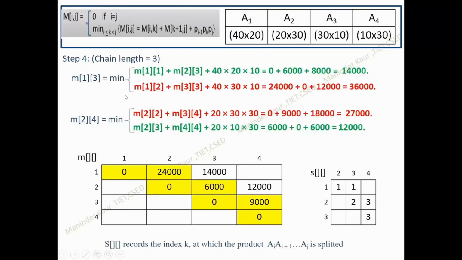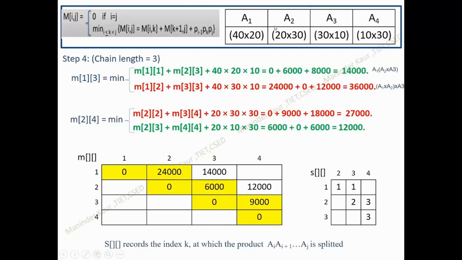Now chain length 3 is the next step. Chain length 3 means we will be using three matrices in a sequence, taking a group of three. What are the possible combinations? For the first case, it is A1, A2, A3. The second group can be A2, A3, A4.